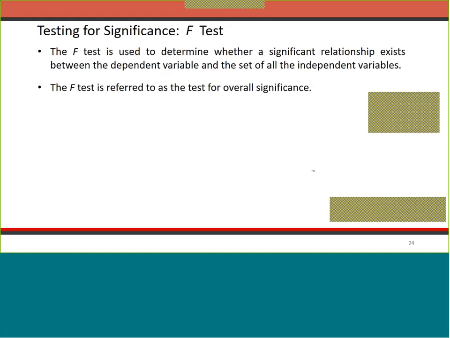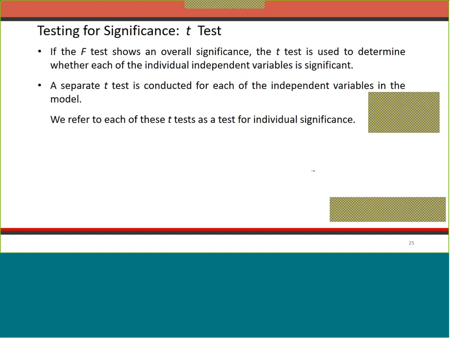So why do we use the f-test? The f-test is used to determine whether a significant relationship exists between y and the independent variables. This is known as the overall significance test. So the f-test is used for overall significance. It says whether there is any relationship between y and all the x's in the population.